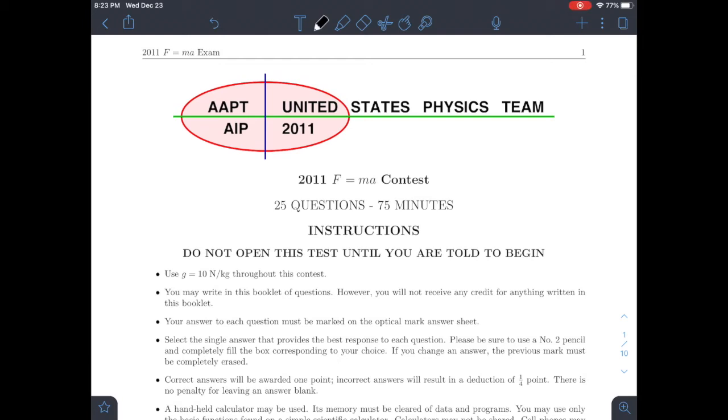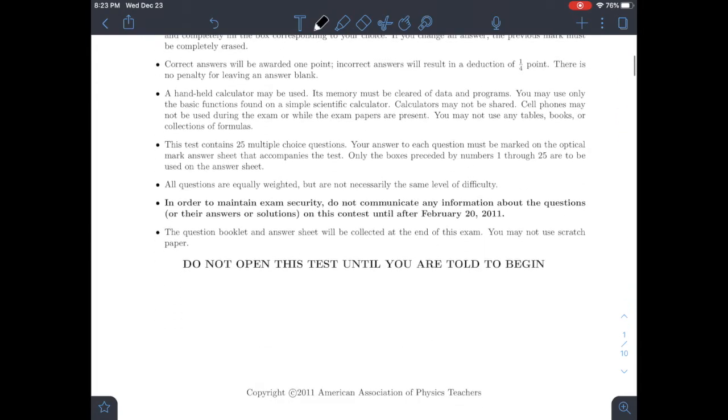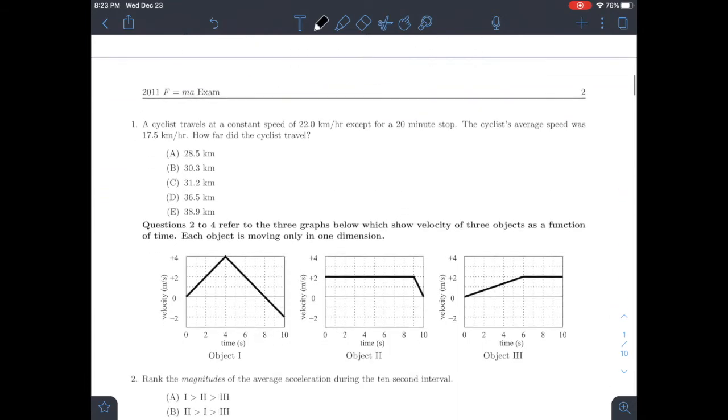Today we have the F equals M A Contest 2011. This is the first entrance test for the United States Physics team. We have 25 questions and 75 minutes, so let's start. Let's look at the first question.